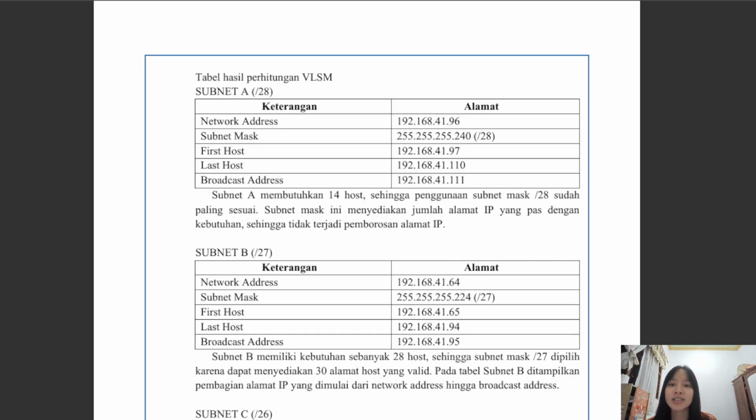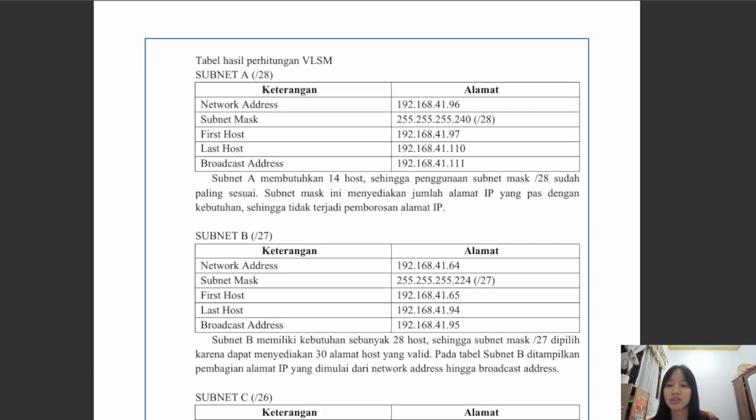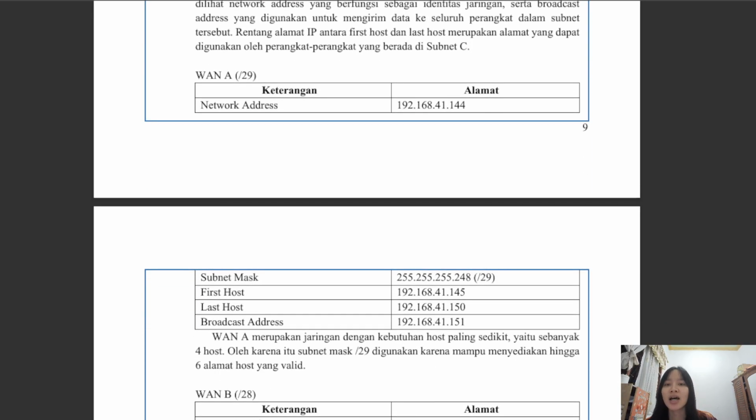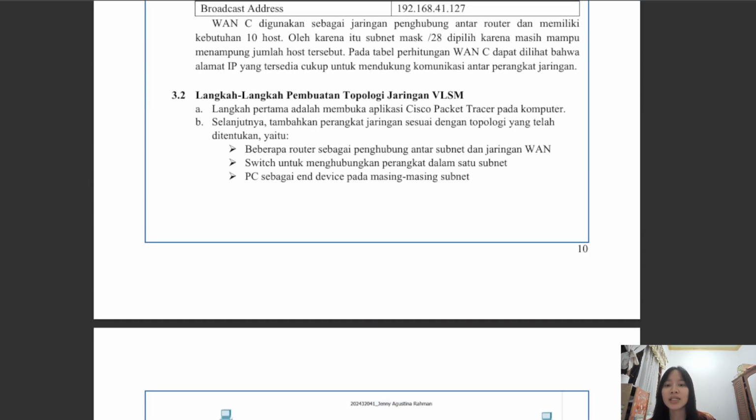Subnet A requires 14 hosts, subnet B requires 28 hosts, and subnet C is the network with the largest host requirement, namely 45 hosts. And this is the 1A, 1B, and 1C. 1A is a network with the fewest host requirement, and 1C is used to connect the network between routers and requires 10 hosts. And how do we configure the topology?